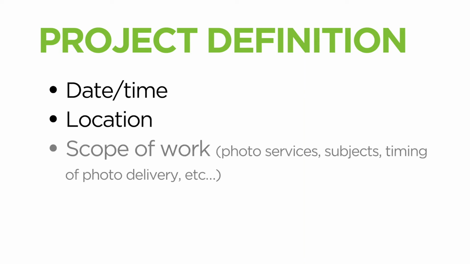So you all agree to work together, and then boom, magic happens after that. The next steps actually are defining the project, both what you're going to do and what it's going to cost. The first step in that is day and time, when it's happening. Make sure you get the location, and then what I call scope of work. That's kind of a software term, but it means what are you going to do? What are you providing for them? And be as specific as possible.